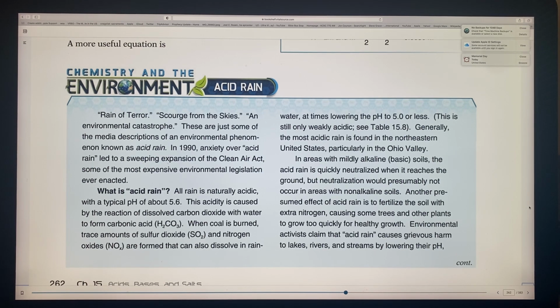But going on to that, it also wasn't just the measurement. When you measure the lakes and such, the measurement didn't really depend so much on the air. A lot of times it depended on what was in the soil and the drainage into the lakes. It's not just the air, right? So if you have an acidic lake, is that because of the air pollution, or is that because of the surrounding land? It says in areas with mildly alkaline basic soils, the acid rain is quickly neutralized. A lot of times the soils are alkaline, so they're basic. So when the rain comes down and hits the soil, it takes away the acid in many cases.